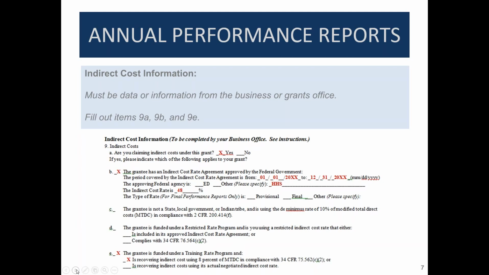For the indirect cost information, you should fill out items 9A, 9B, and 9C. You should check item 9A. For item 9B, fill out your typical indirect cost rate and the period for that rate. You should also fill out 9E, which indicates that there is a restricted indirect cost rate for the project.